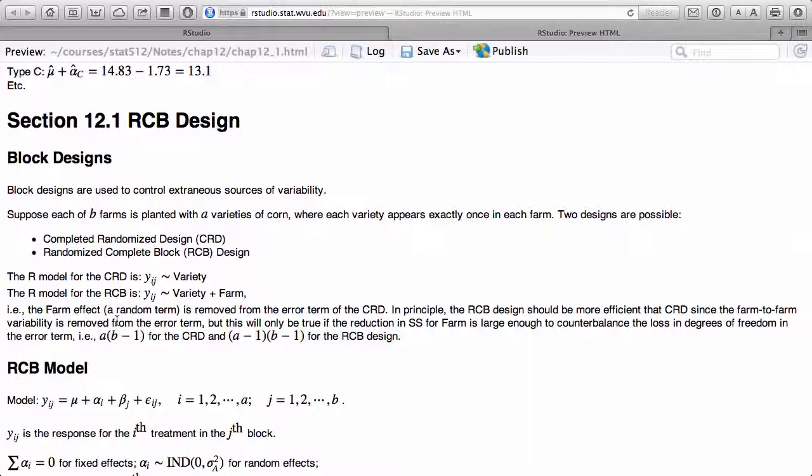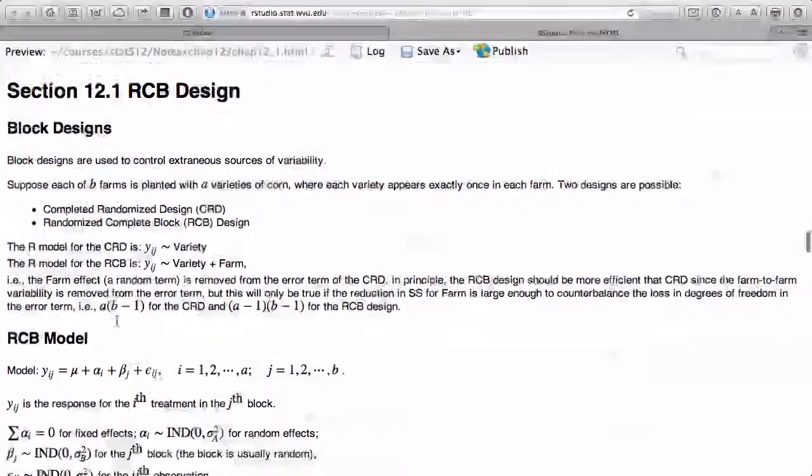So in R, we could have y sub ij tilde variety for the completely randomized design, or we could have y sub ij tilde variety plus farm. In this case, the farm is the block effect. So by modeling farm, that gets removed from the error term. You see, in the first model, that farm-to-farm variation is in the error term. But in the second model, farm is removed, so the error term hopefully is a better measure of the true variation that we should use to test variety.